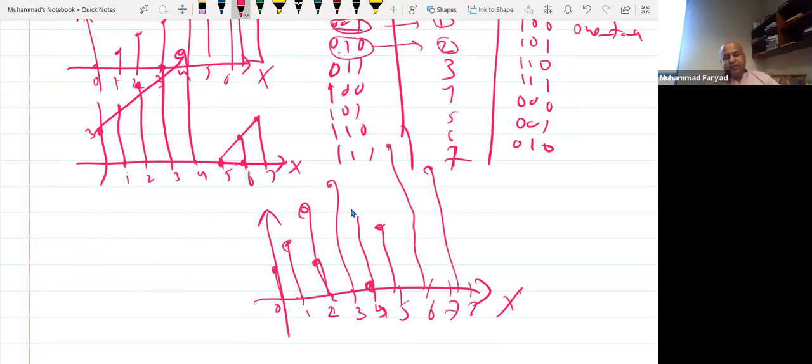So there are various combinations that are possible for these one-to-one functions.